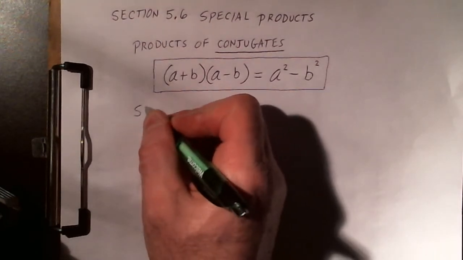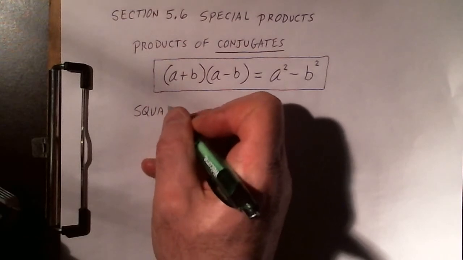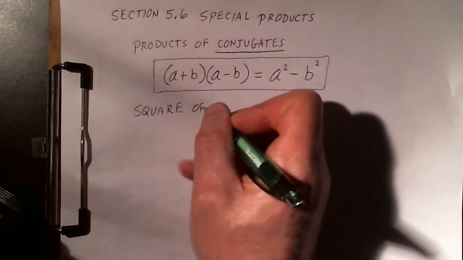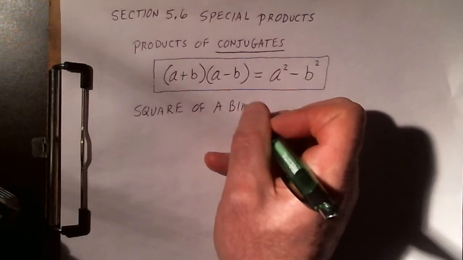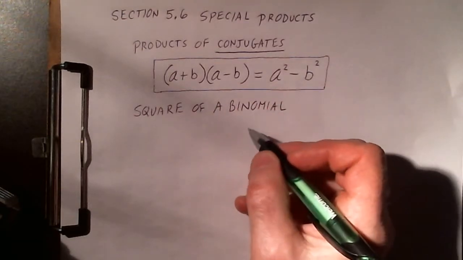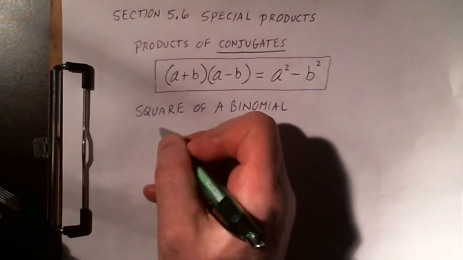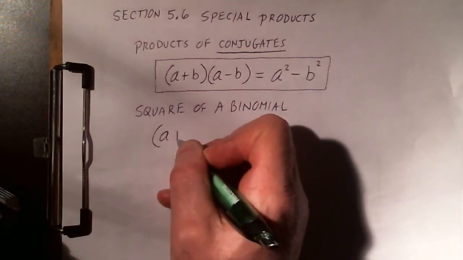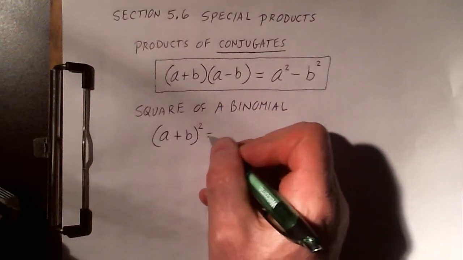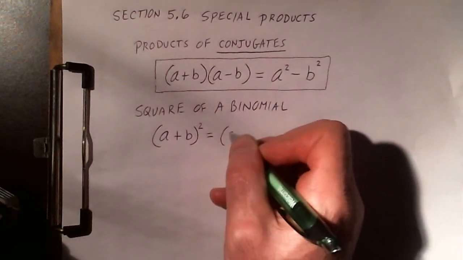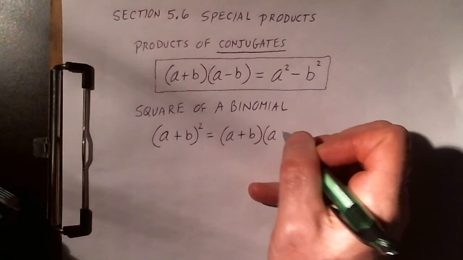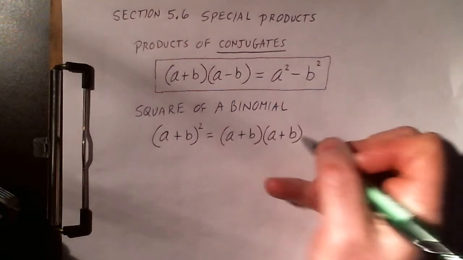Okay, the next special product is the square of a binomial. In general, if I have a binomial and I want to square the binomial, we know that to square anything means to take that something and multiply it by itself. So to square this binomial means to take a plus b and multiply it by a plus b.